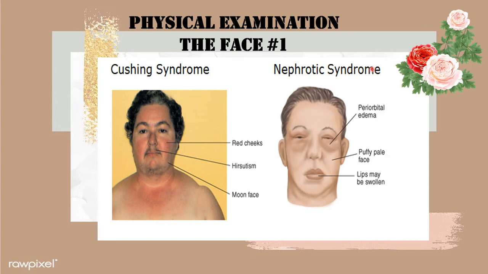Okay, so this is an example of abnormalities or abnormal findings of the face, especially for those who have Cushing syndrome. There is a red cheeks, mayroong hirsutism, or mga hairs, no? Moon face, yan, hirsutism. May mga hairs yung face na kahit siya ay female, yan. Cushing syndrome is a disorder that occurs when the body makes too much cortisol, okay, over a long period of time. So we know that cortisol is the stress hormone. Okay, it helps your body to respond to stress.